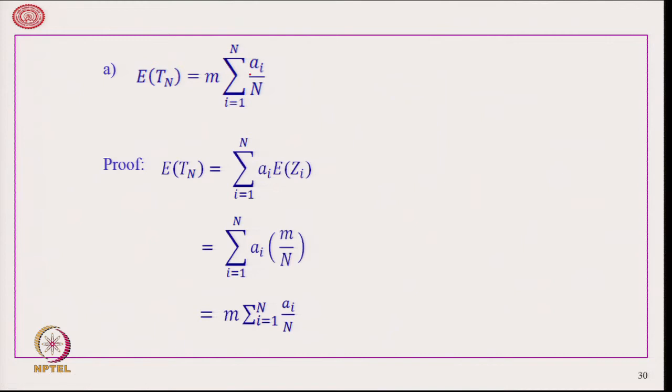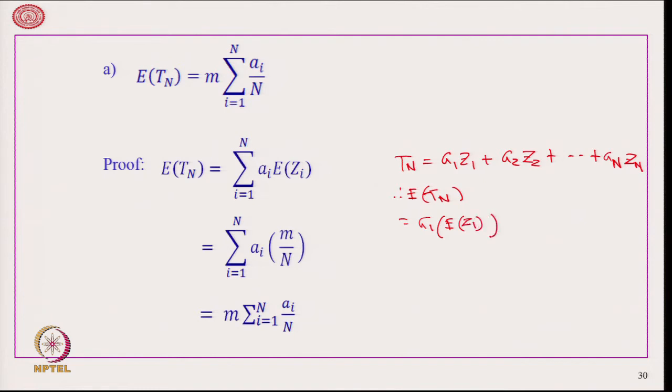Expected value of T_n is equal to m times Σ a_i upon N. It is very straightforward, because T_n is equal to a_1 times z_1 plus a_2 times z_2 plus ... plus a_n times z_n. Therefore, the expected value of T_n is equal to a_1 times the expected value of z_1 plus a_2 times the expected value of z_2 plus ... plus a_n times the expected value of z_n. So, this is equal to Σ_{i=1}^{n} a_i times the expected value of z_i, which is a_i times m upon capital N, summed over i equal to 1 to n.